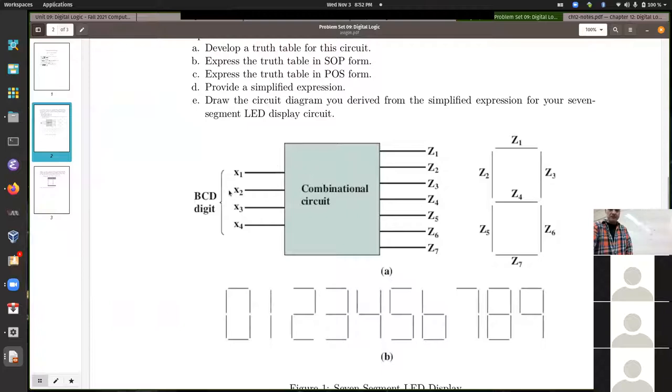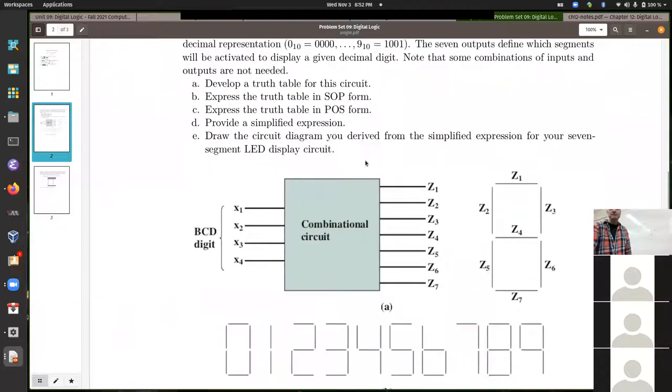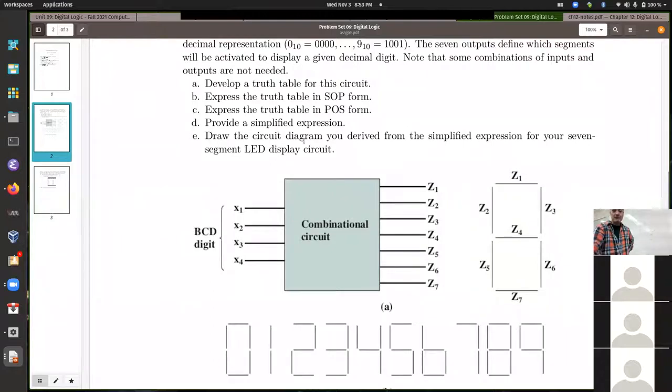So that ends up being a relatively big truth table. You need to have, I already said, 16 rows. You've got four inputs, and then you've actually got seven outputs. But you can get the outputs directly from the figure here, right? And from that, you can derive the SOP and the POS form. Try and simplify it as much as you can. Then use that to do a graphical representation of your simplified circuit, so a circuit diagram.